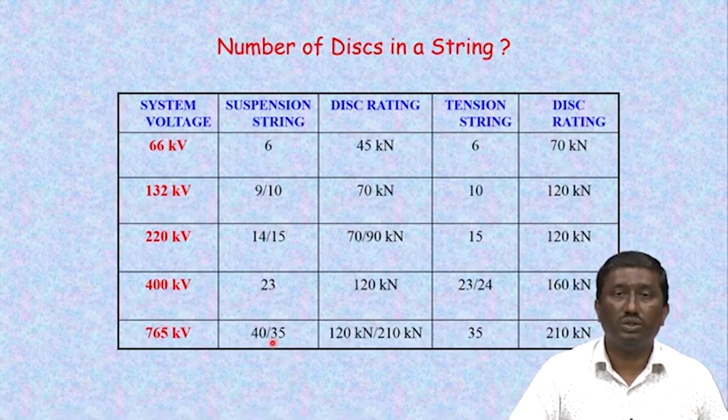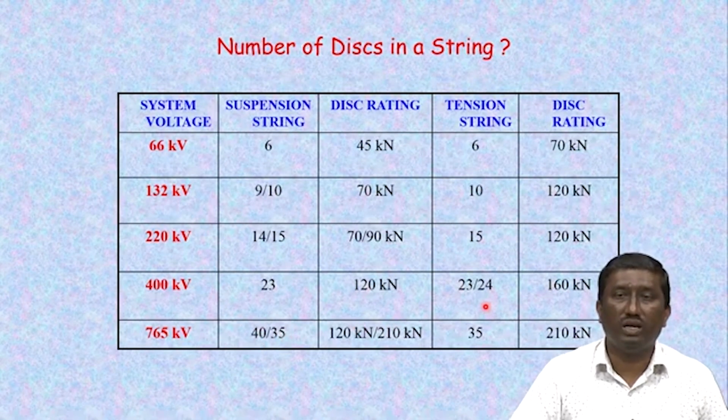So, we either use 40 insulators in case of 120 kilonewton or 160 kilonewton, or 35 insulators of higher rating, that is 210 kilonewton or higher. This is how the numbers, depending upon the creepage level, are chosen. The disc rating, in case it is 40, could be 120 kilonewton or 160, or if it is 35 numbers, it could be 210 kilonewtons.